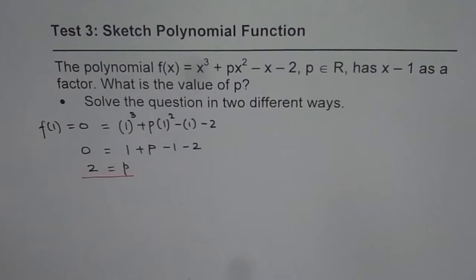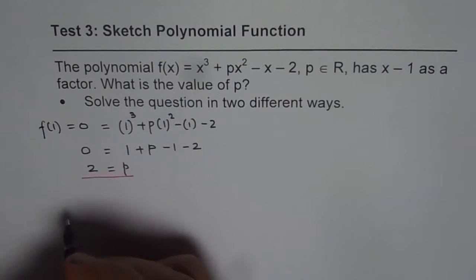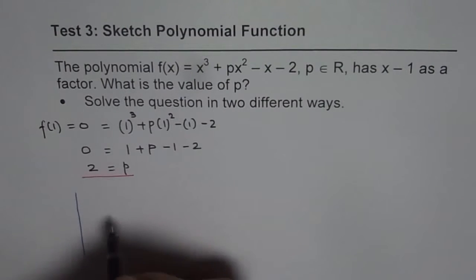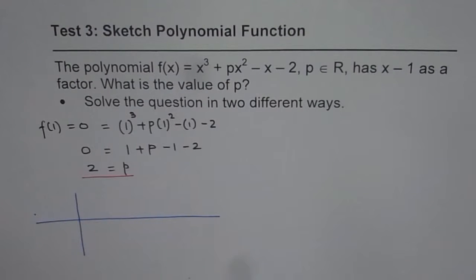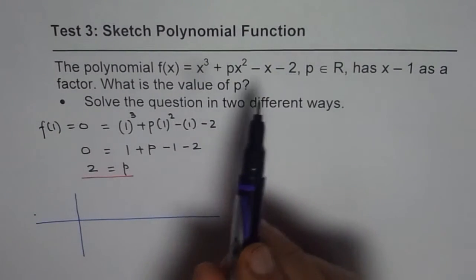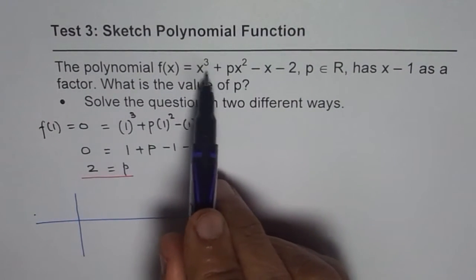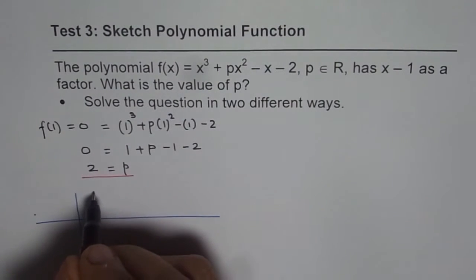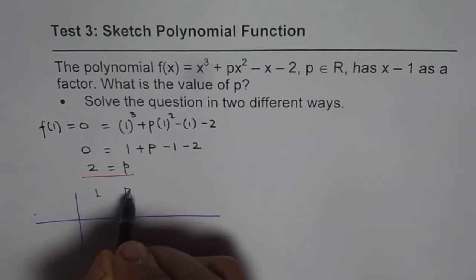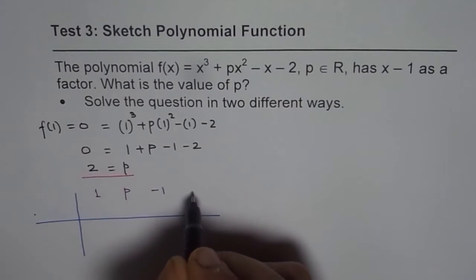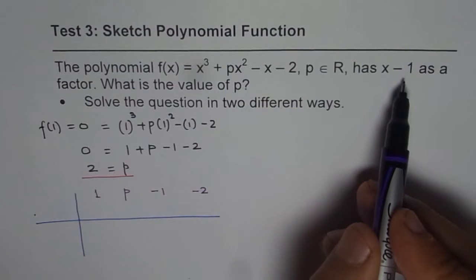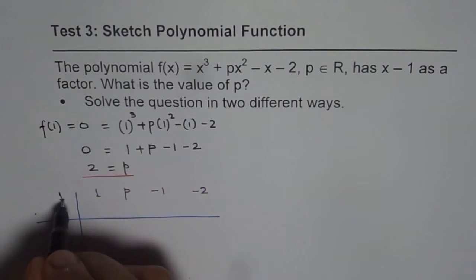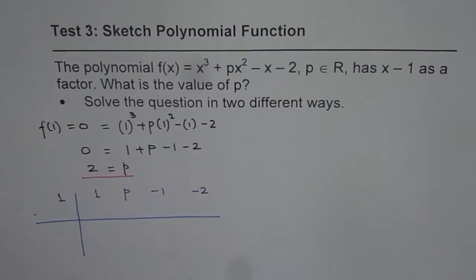Now the second one. Let me use this space and show you synthetic division, and then we will do the third way also, correct? So in synthetic division, we write down the coefficients in order. Now all the degrees are there, so no zeros to be filled in. 1, then we have p, minus 1, and minus 2. We are dividing by x minus 1, which is a factor, so we have to divide here by 1, correct? So let's follow the process.